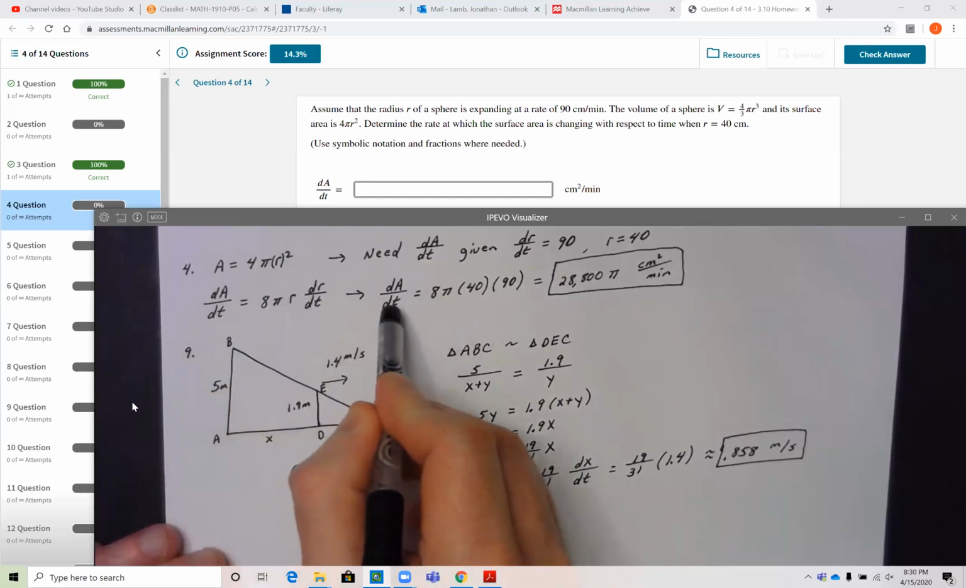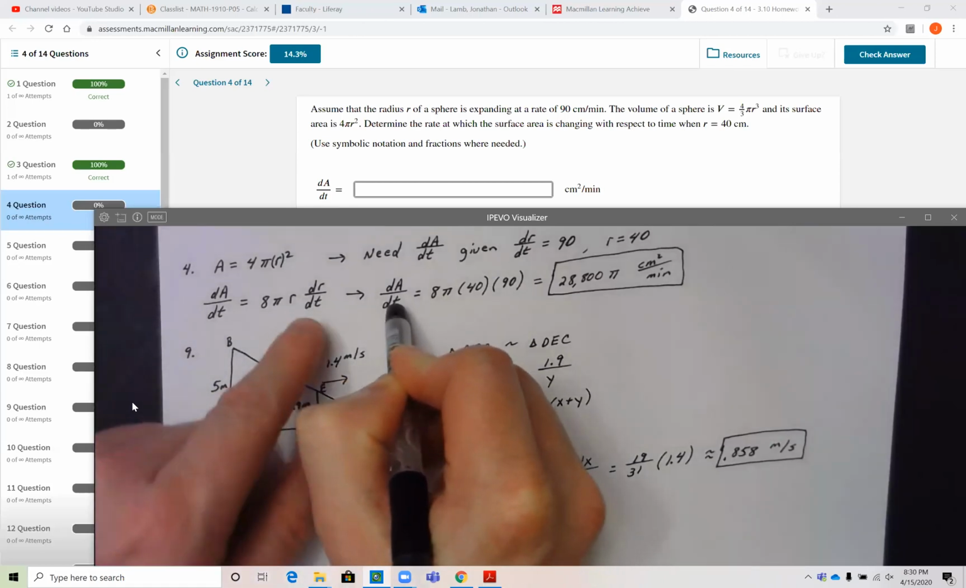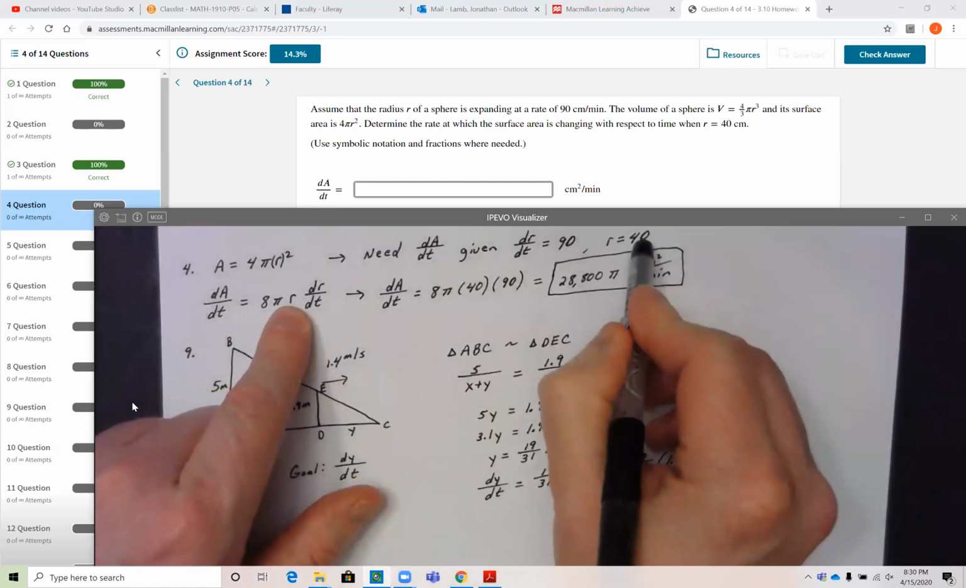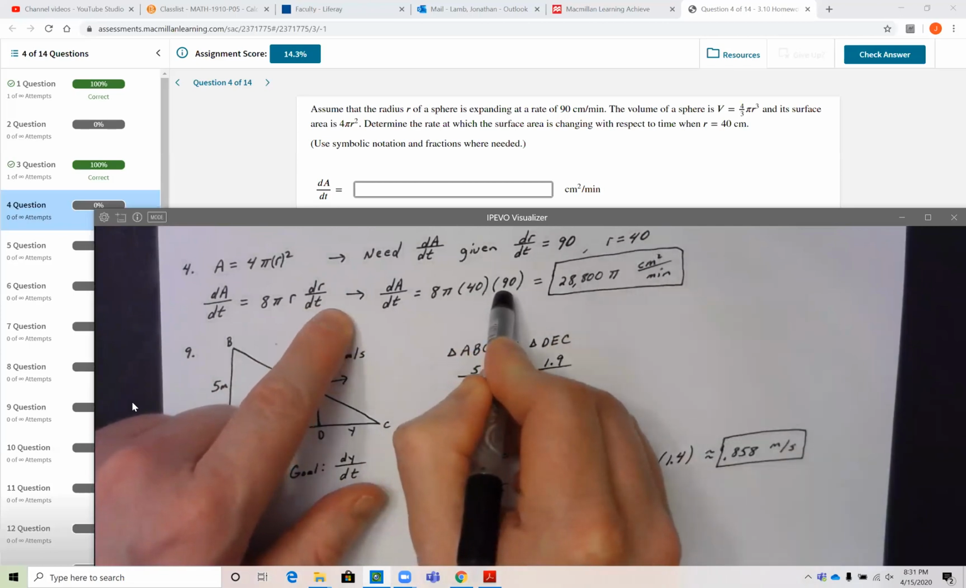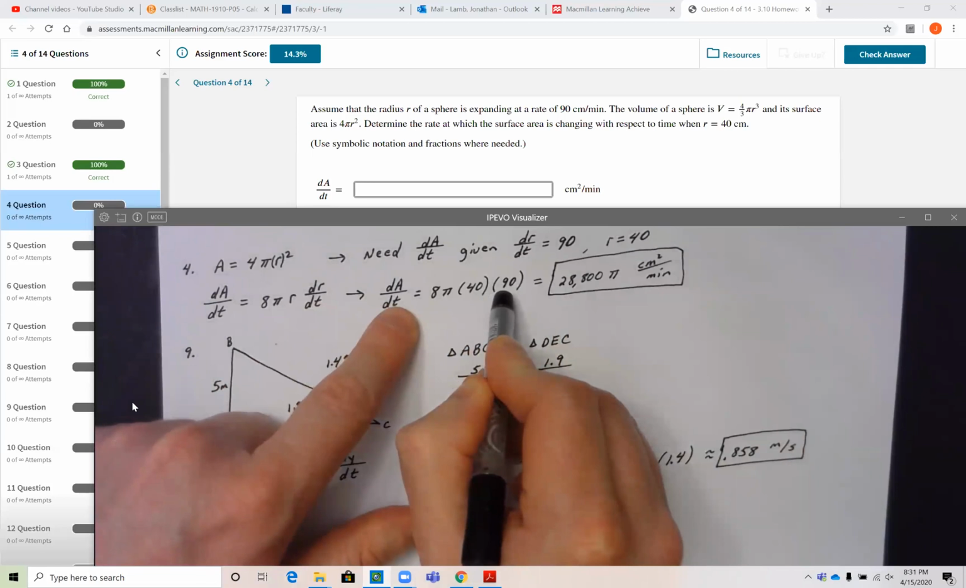Now it's just a matter of solving for the change in area with respect to time. Everything else we're told: r was given to be 40, dr/dt was given to be 90. So then I can take all this information.